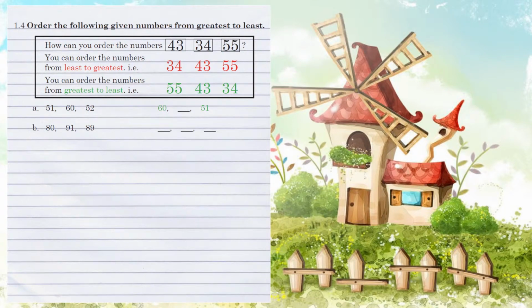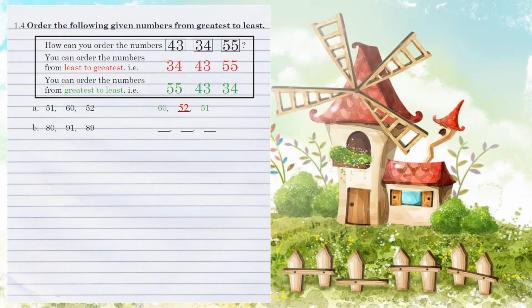What number comes under that? Well, if we have 51 or 52, 52 is a bigger number than 51. So 52 would come next, and then 51 would be our smallest number. Let's look at another one. Let's look at B on that one.